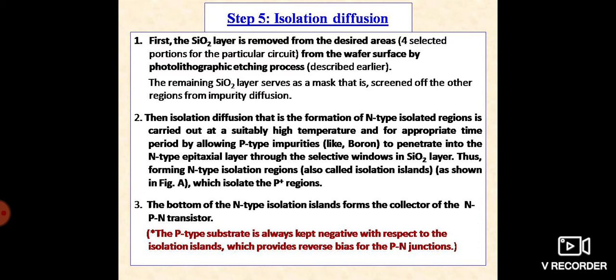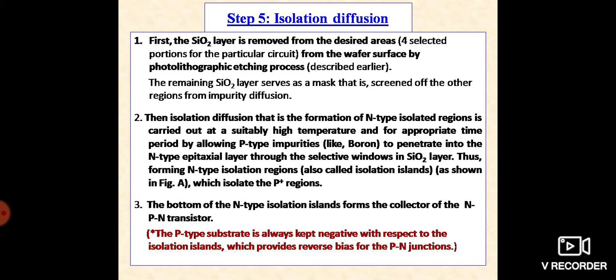Mask means a screen that will screen off the other regions from the impurity atoms, because we have to input the impurity atoms in a selective manner. We don't want to input the impurity atoms everywhere. So it is to be done selectively.